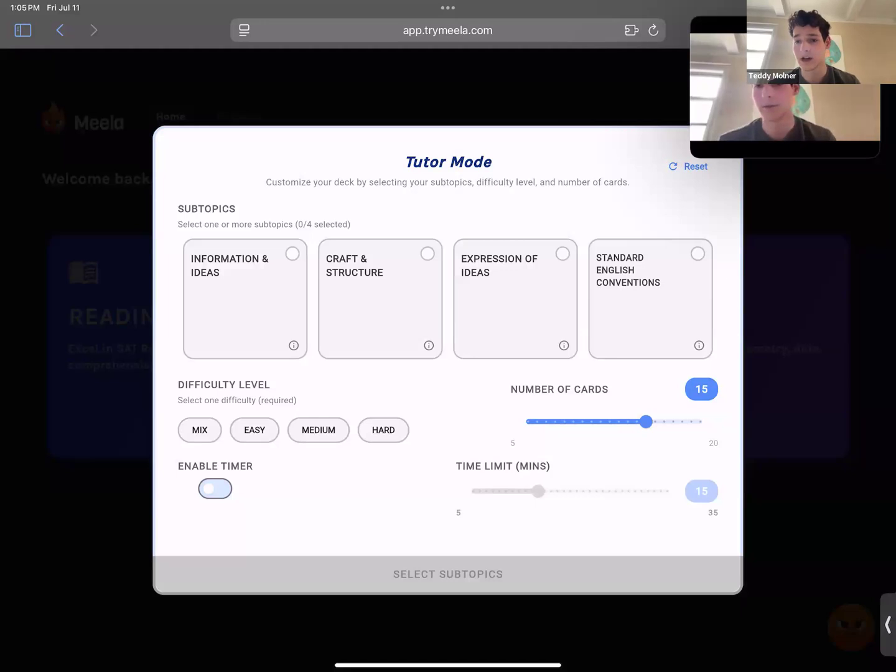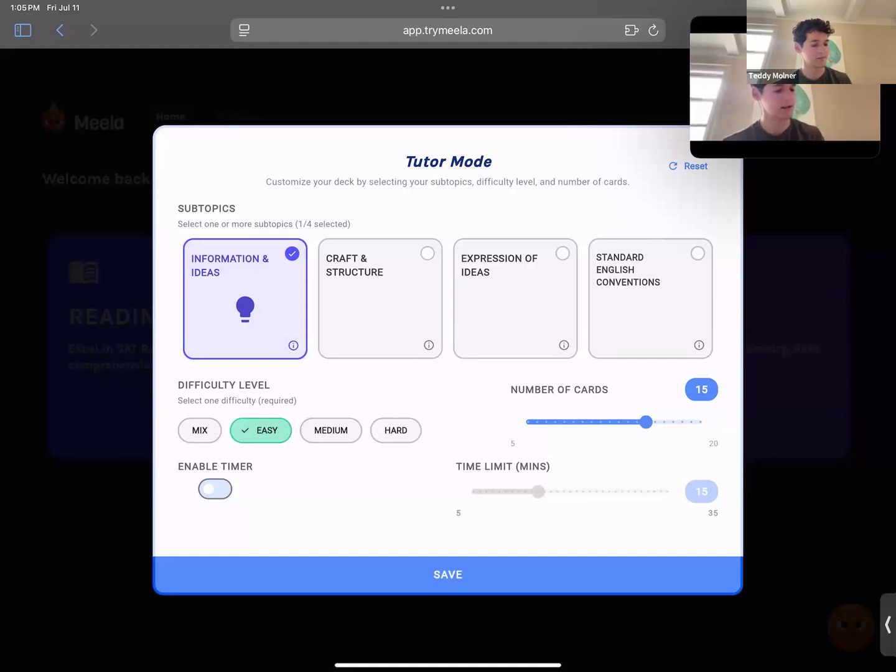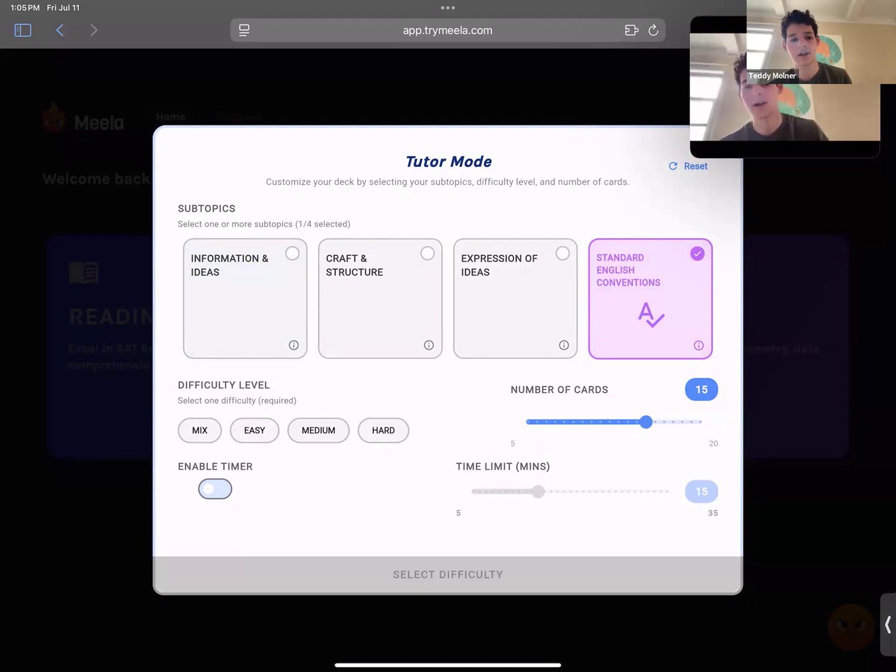But MEELA does have access to those actual difficulty levels, and you can choose them. So let's say you're not very familiar with information and ideas. A great way to start would be to do information and ideas and click easy. Maybe we're not so familiar with standard English conventions. Well, let's try some right now, and let's do just a few questions. Let's start with 5 questions. You can also do a timer if you want, which is great if you want to simulate a test environment, but don't want to go into boss mode where you take the actual test.